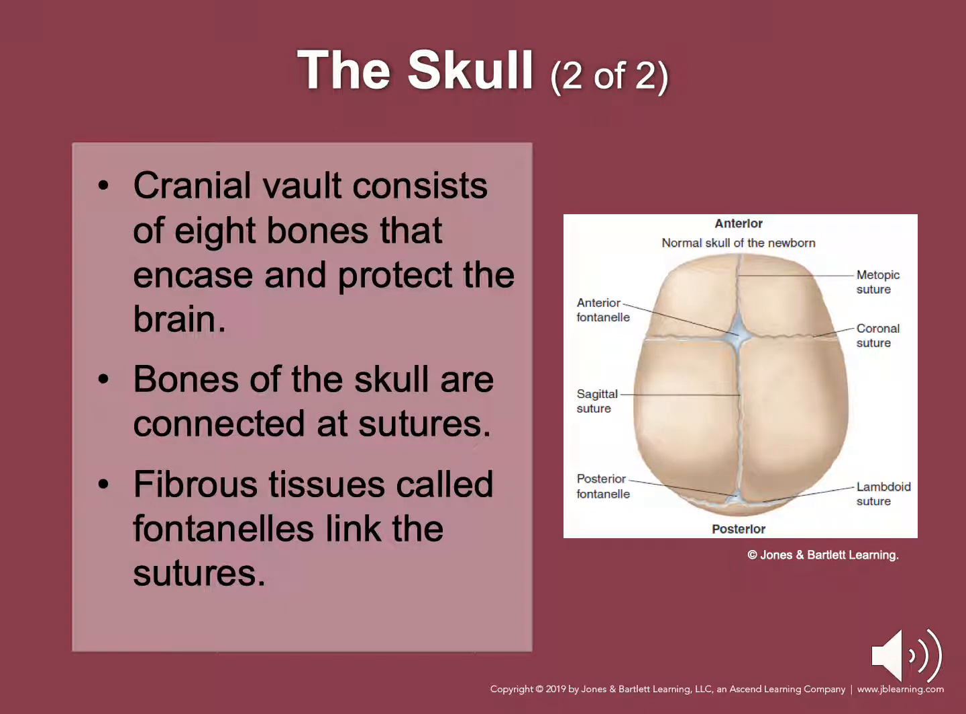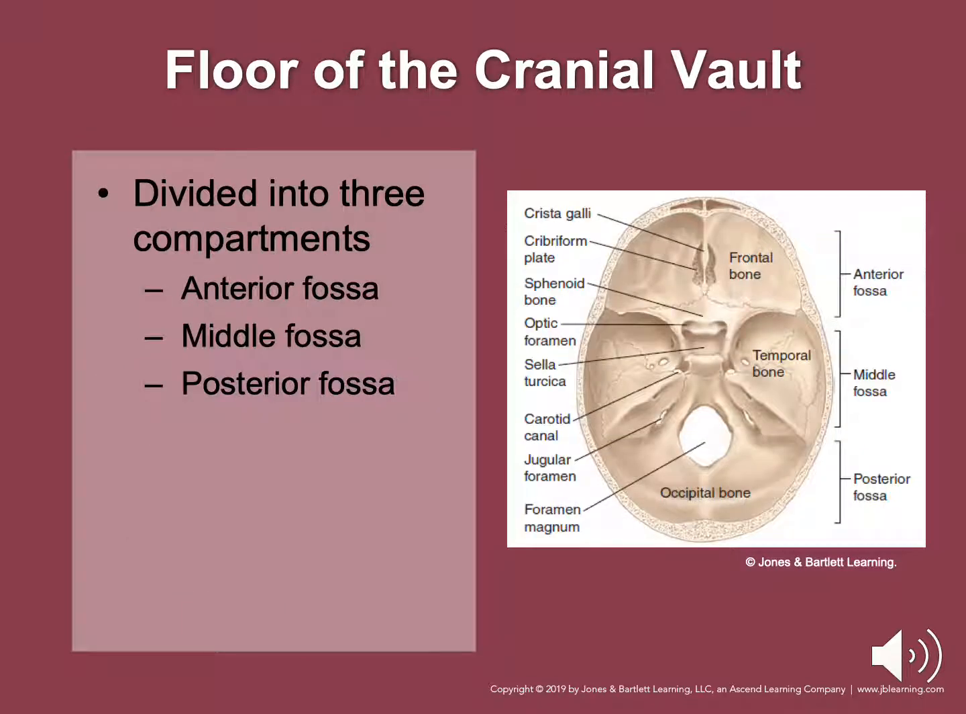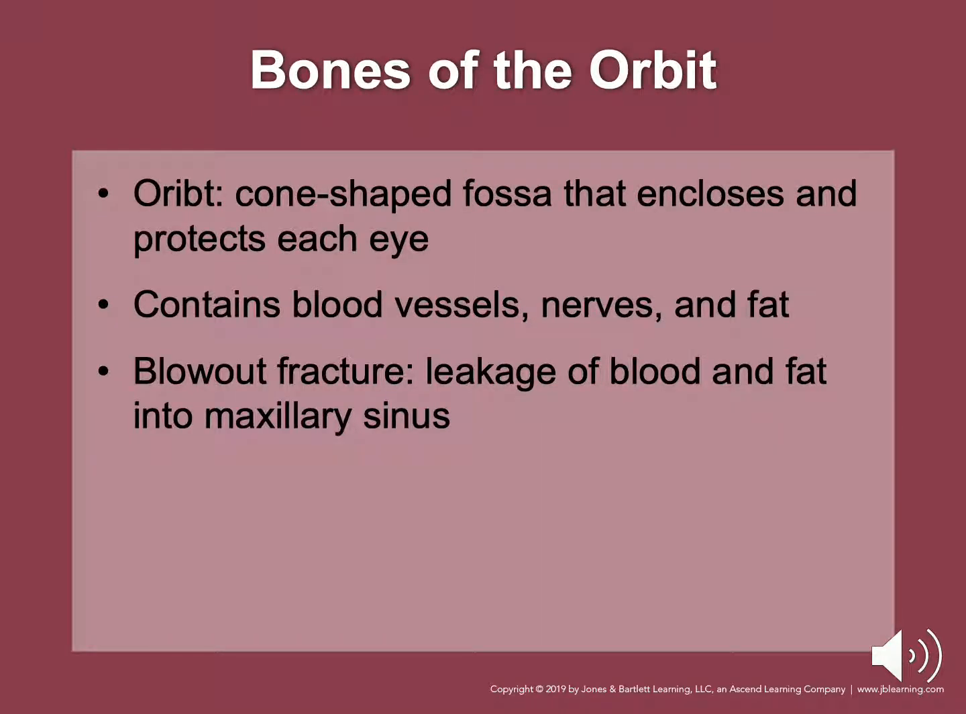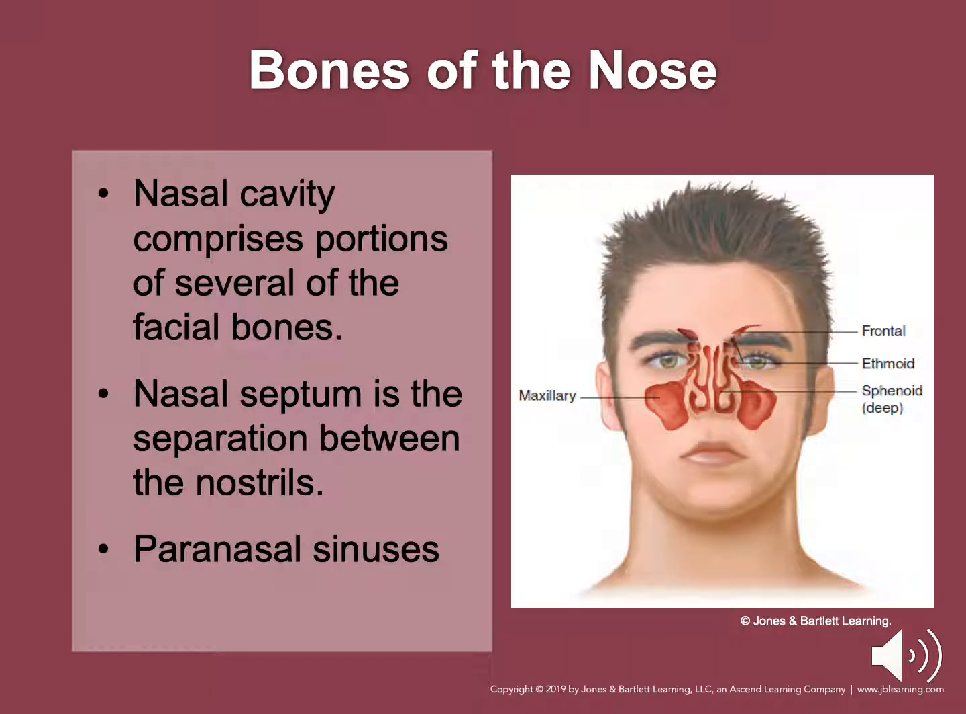The floor of the cranial vault is divided into 3 compartments: the anterior fossa, the middle fossa, and the posterior fossa. You have 14 facial bones of the face, which protect the eyes, ears, nose, and tongue. You have the bones of the orbit, a cone-shaped fossa that encloses and protects each eye and contains blood vessels, nerves, and fat. A blowout fracture can cause leakage of blood and fat into the maxillary sinuses. The nasal cavity comprises portions of several bones. The nasal septum is the separation between the nostrils and the paranasal sinuses.